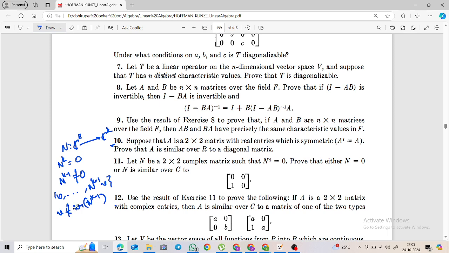Sir, and for that case, the matrix should be like this, 0 0 1, 0 0 0 1 0 0. Yes. We have done this problem actually in the linear transformation class. So don't worry, we will do it again soon.